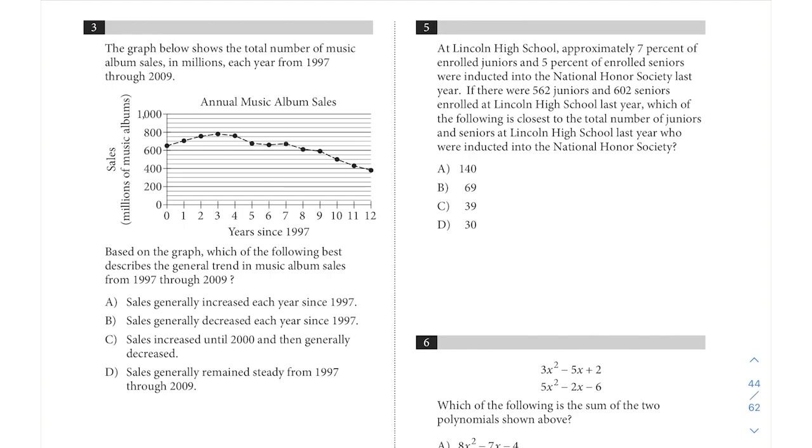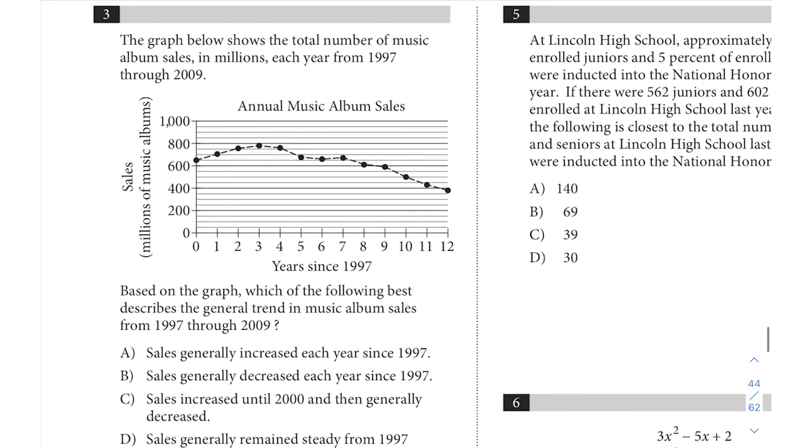All right, let's keep moving on through the section. And here we're going to take a look at question 3. So question 3, another figure-based question. It says the graph below shows the total number of music album sales in millions each year from 1997 through 2009.